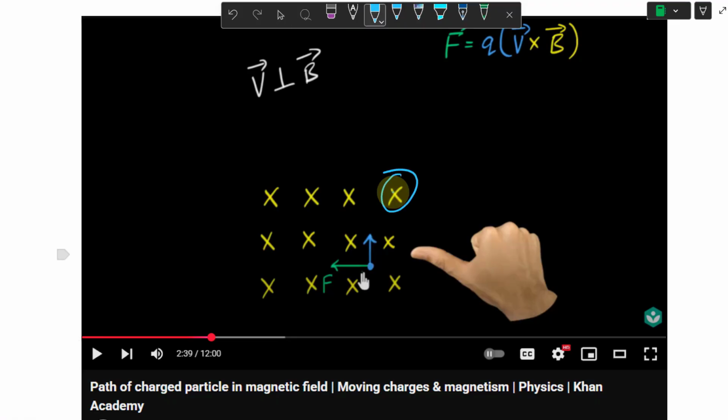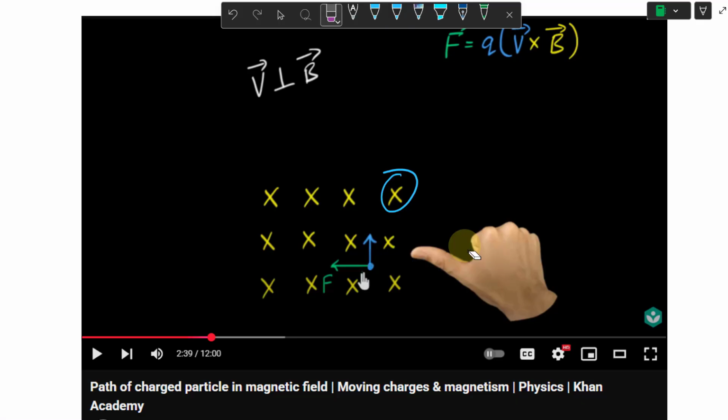So this is pushing it straight down. And what happens is you use your right-hand rule. You curve this in the direction. You point your fingers down, so it's pointing down into the direction of the magnetic field. And then the force that a positive charged particle experiences while moving is going to be to the right.